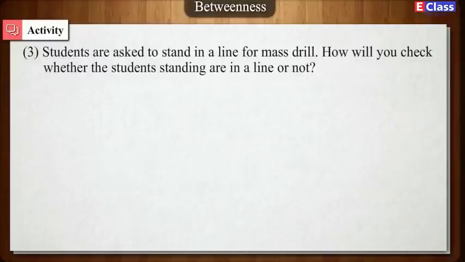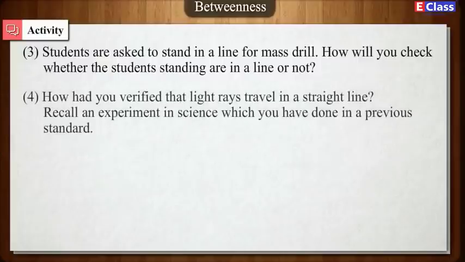3. Students are asked to stand in a line for mass drill. How will you check whether the students standing are in a line or not? 4. How had you verified that light rays travel in a straight line? Recall an experiment in science which you have done in a previous standard.